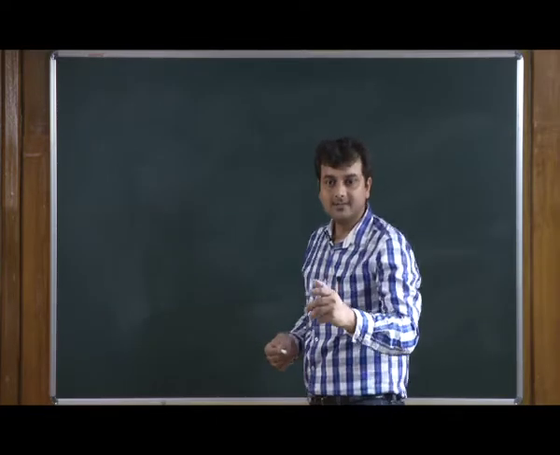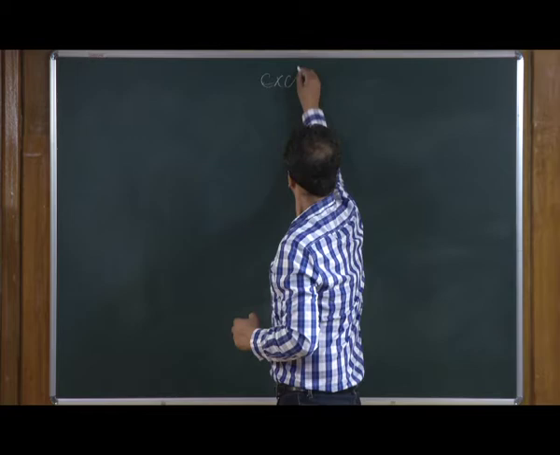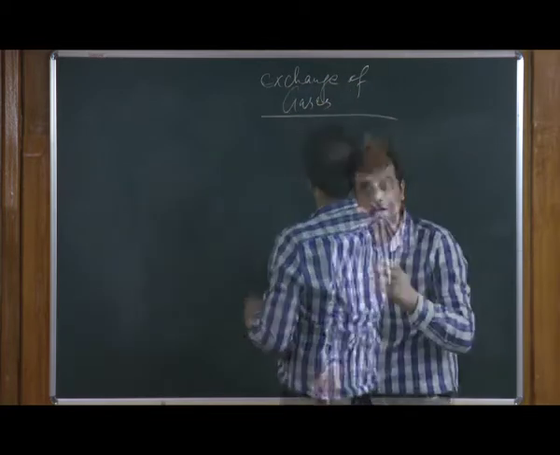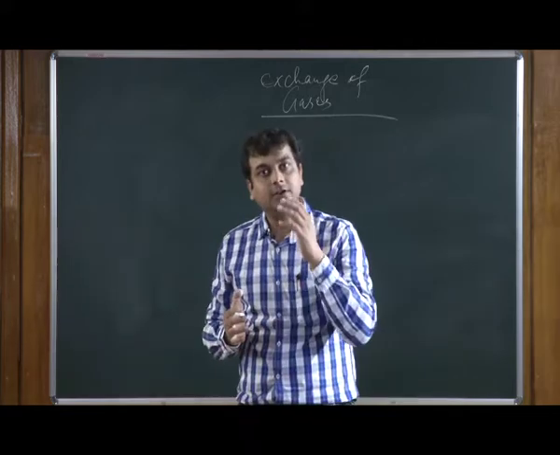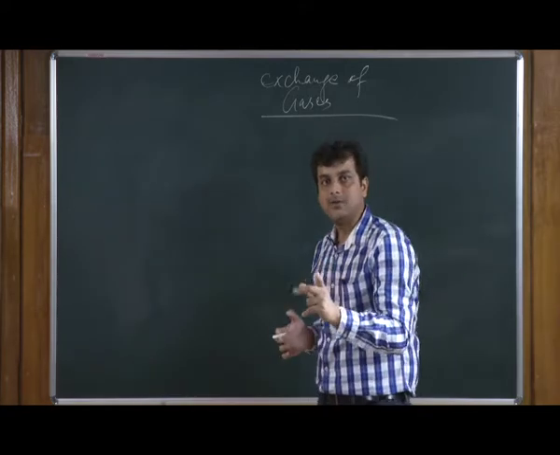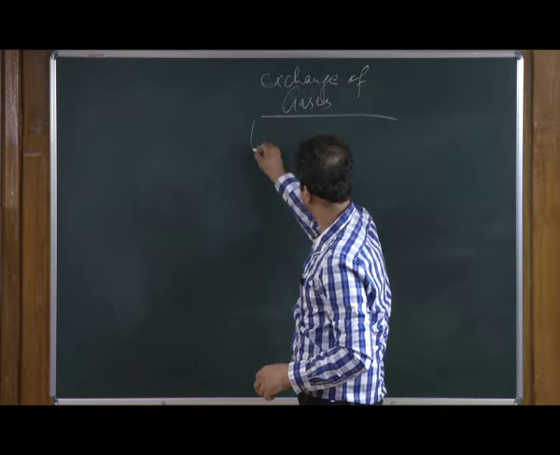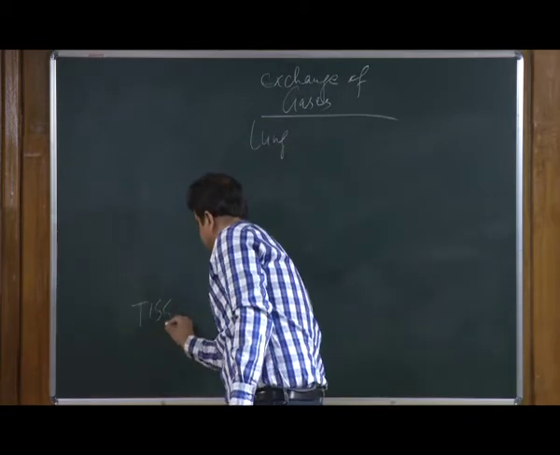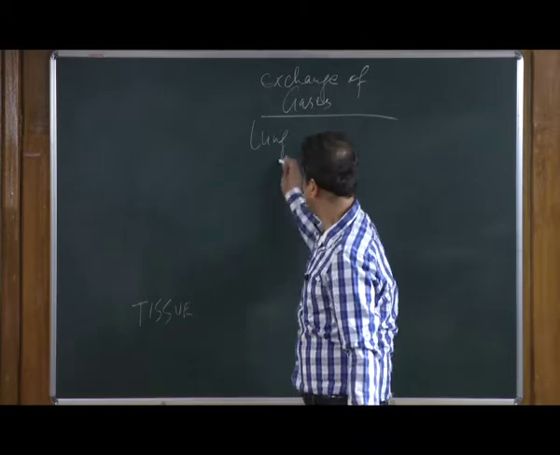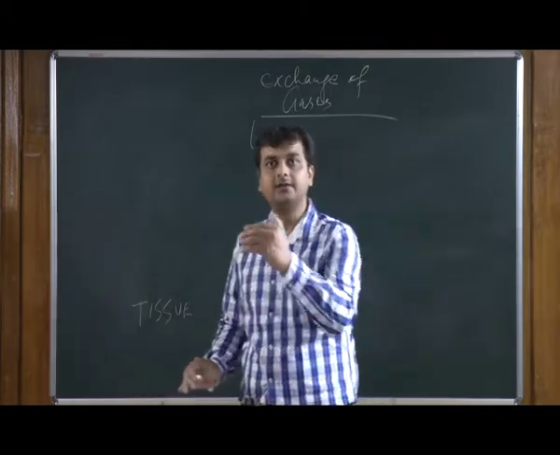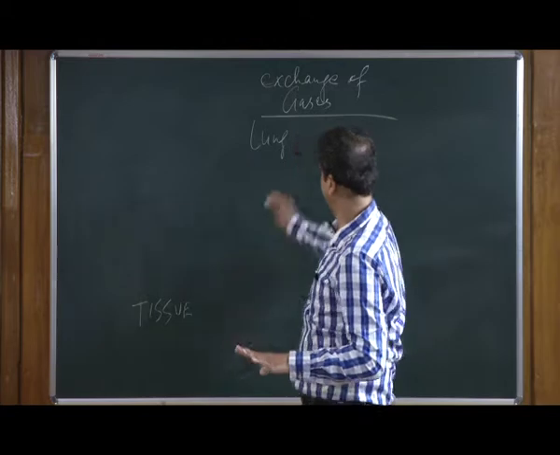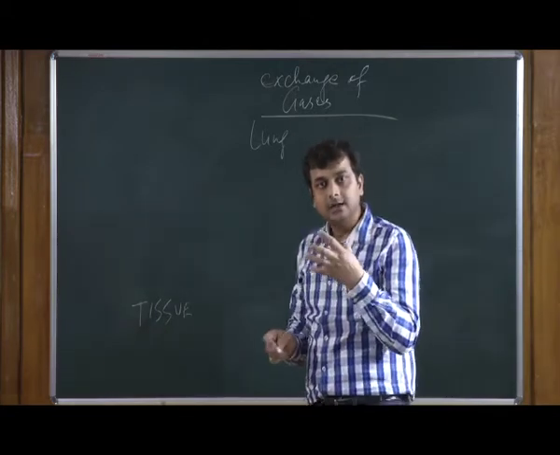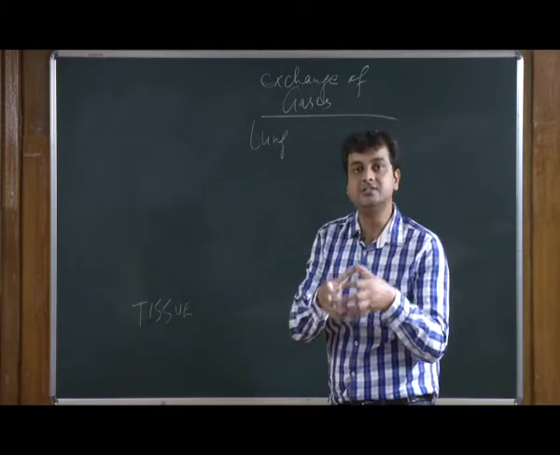What we are going to discuss is exchange of gases. To understand this exchange of gases, we need to understand two important areas. One is lung and the other one is tissue. Lung and tissue are two entirely different areas which we need to understand in order to see the exchange of gases. In lung, we have discussed the basic structure of lung, which is alveoli.